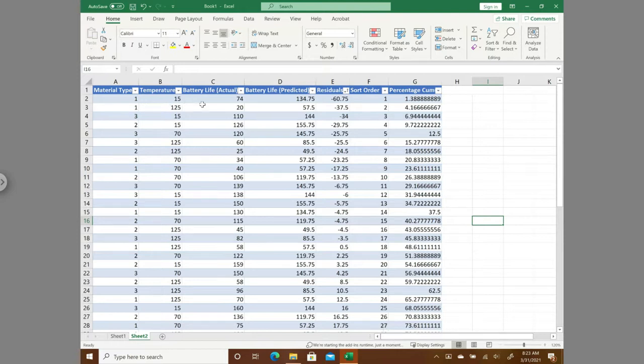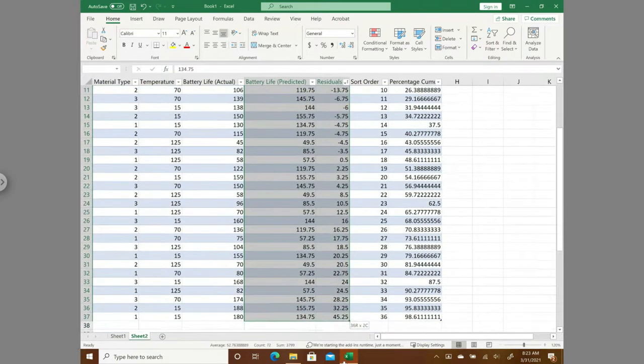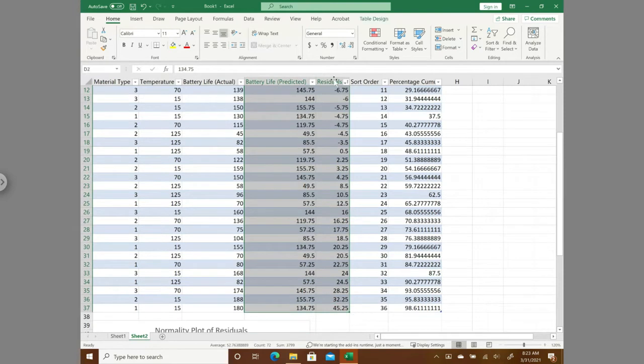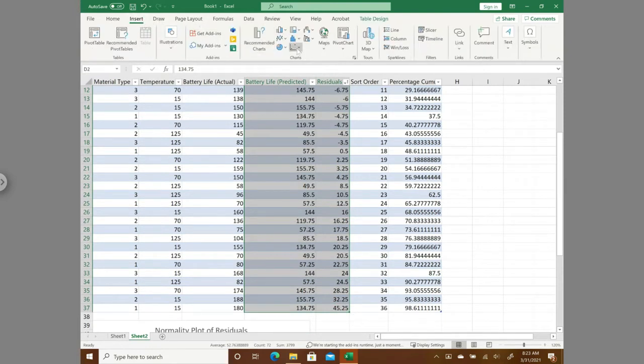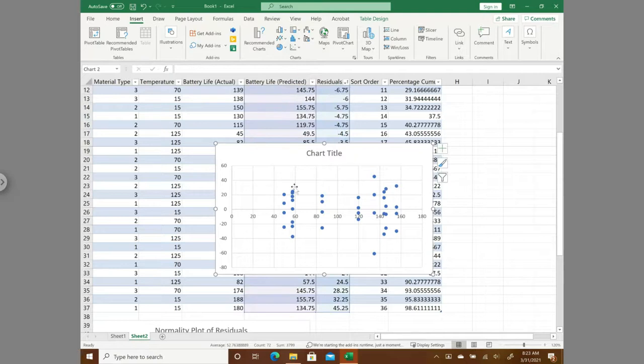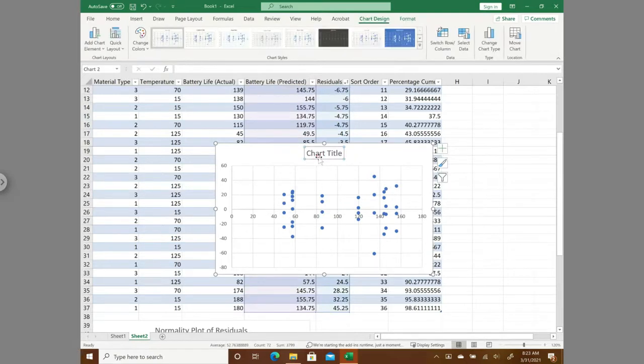To do that, we have residuals here and predicted. They are next to each other, so I'm going to select these two columns, insert scatter plot, and here we can change the chart title. This is residuals versus predicted battery life, right?